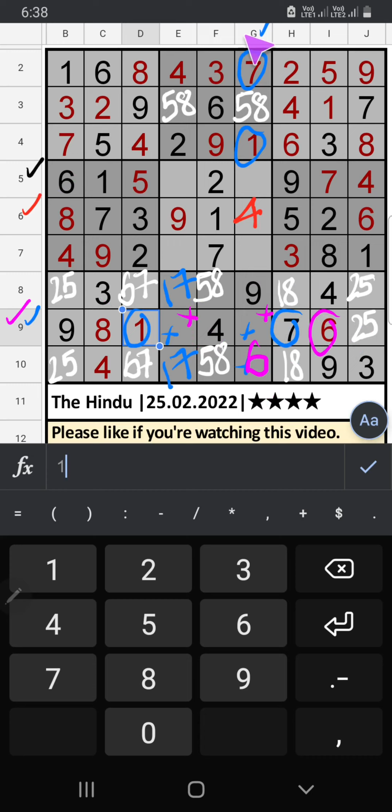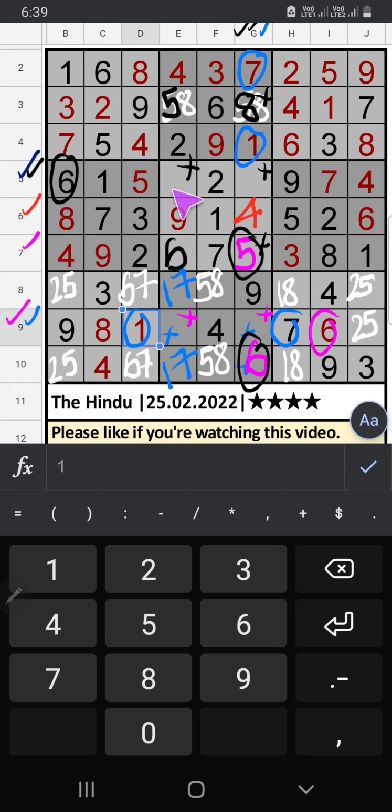Fifth row on column G, we have 6. So 6 can't come in these cells. Then 6 is confirmed here. Seventh row, only one number is remaining, 5. 5 is confirmed here. Column G, we have 5. So 5 can't come in this cell. 5 is confirmed here. Then 8 is here.